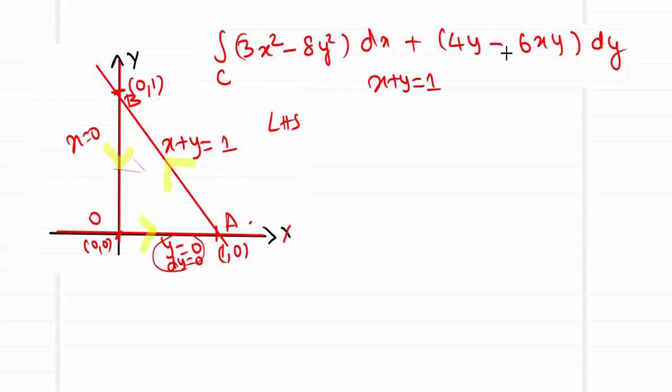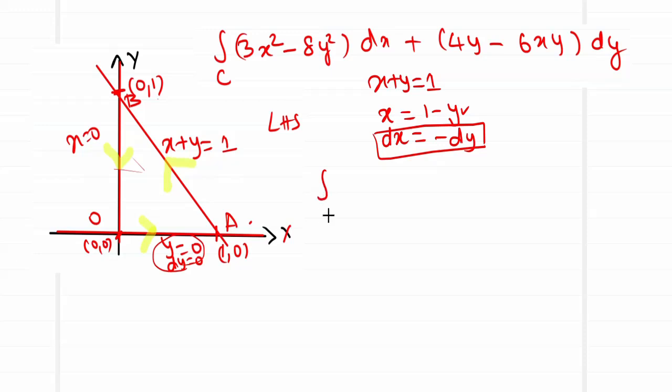I have x present two times. So let me replace my x as 1 minus y. When I replace x as 1 minus y, what will be the derivative dx? dx will be equal to minus dy. So I resubstitute these two quantities in my above expression.